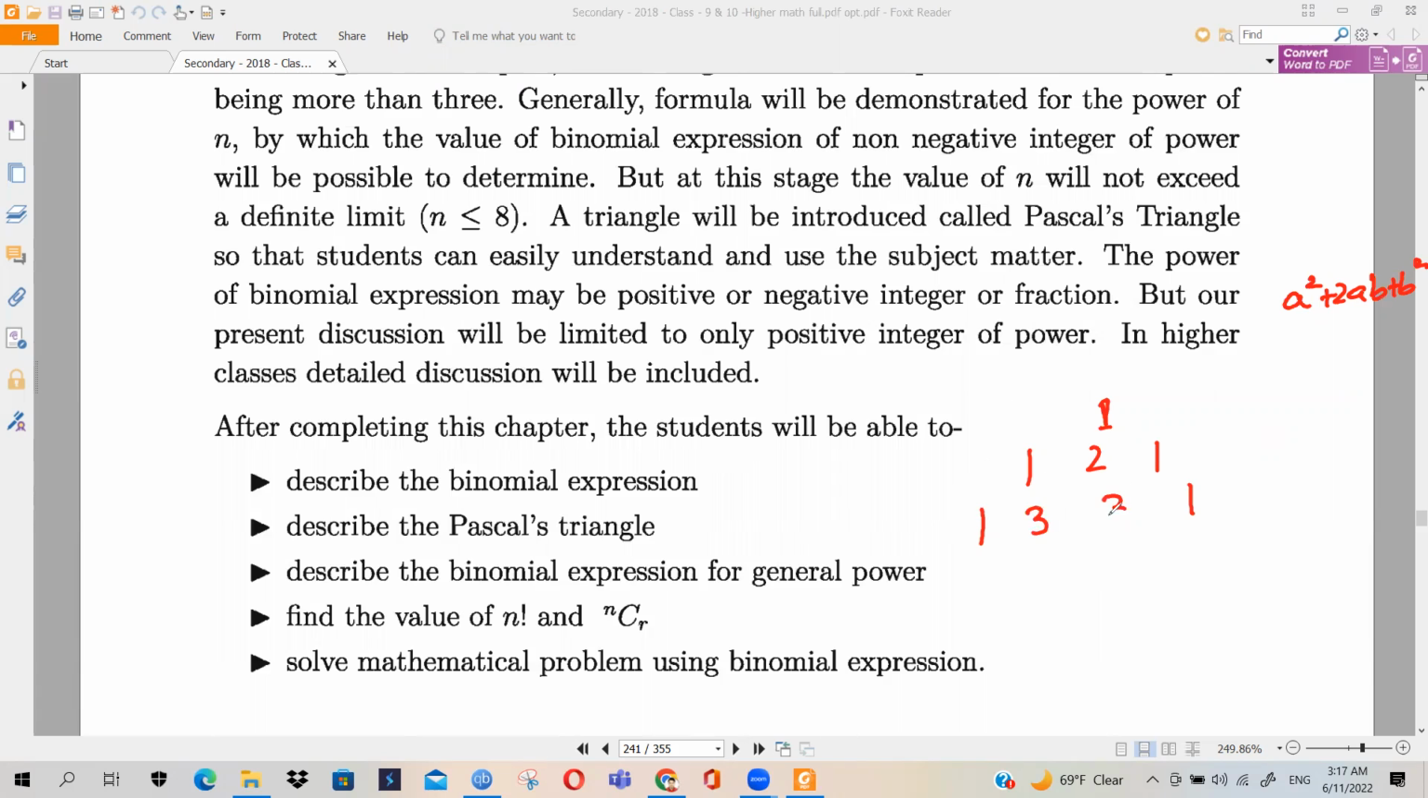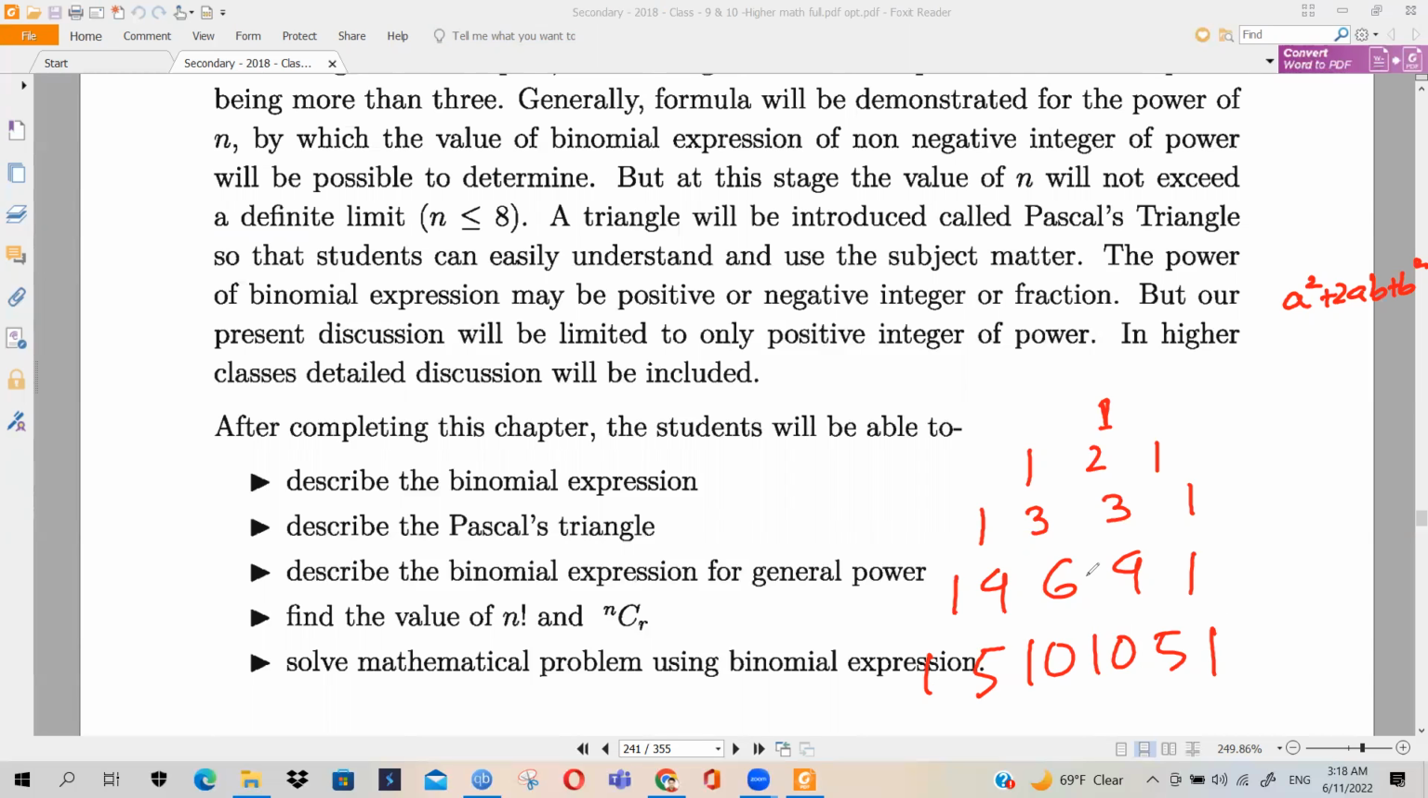1, 3, 3, 1. Then 1, 4, 6, 4, 1. Then 1, 5, 10, 10, 5, 1. So in this way, you can keep on continuing like that.